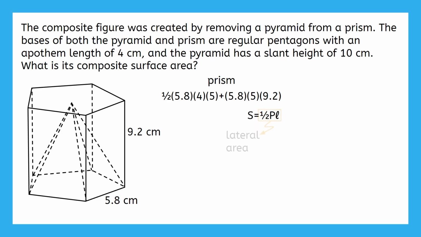This term represents the lateral area of the pyramid. All of the lateral sides are still part of the composite figure, so this term will stay as 1/2 big P times lowercase cursive l. Go ahead and fill in this altered formula with the measurements of the pyramid if you haven't already. The perimeter of the base is the same as it was in the prism, and the slant height was given as 10 centimeters. This expression represents the surface area that the pyramid contributes to the composite figure.